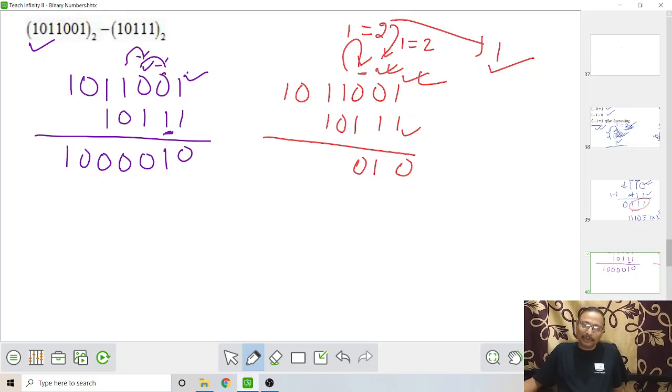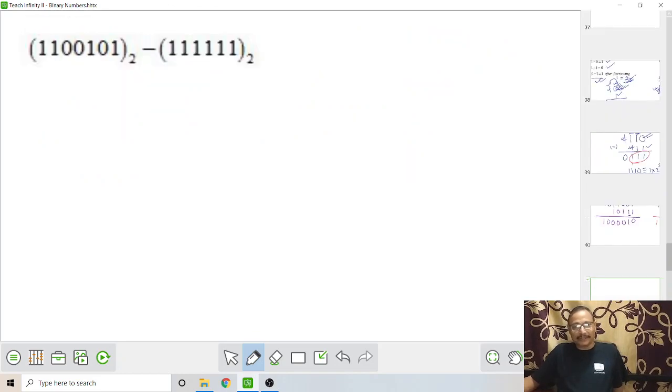this 0, which will give us 0, and now this 1 is to be subtracted from this one, it will give us 0, and now 0 1. This is the answer of this question. This is a very simple approach, and hopefully your answer is the same as this. Again, solve this question. You already know the procedure, so pause the video and solve this one.